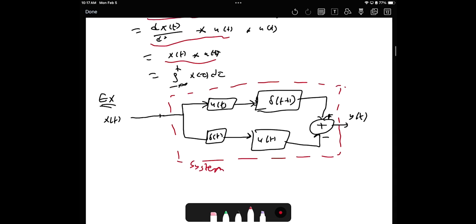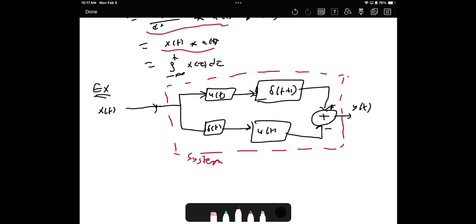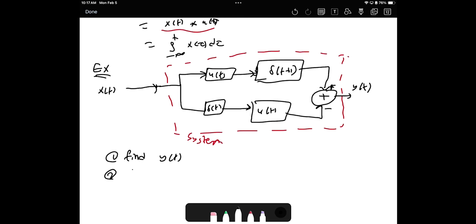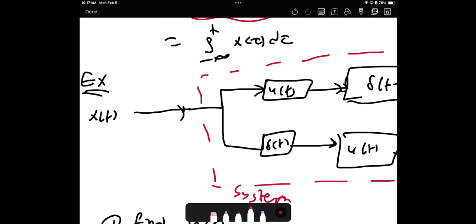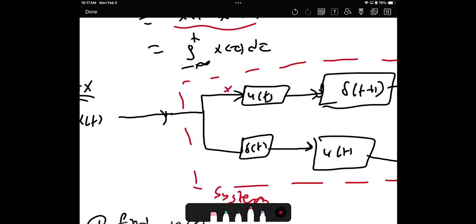Now we need to find two things. The first thing, find y of t. The second thing, find impulse response. Now, the first thing, we need to find y of t. So you can look at the system here, follow with x. X goes here, x goes here, right? Then x, there's u of t, so it will be then the integral of x. Is this correct?